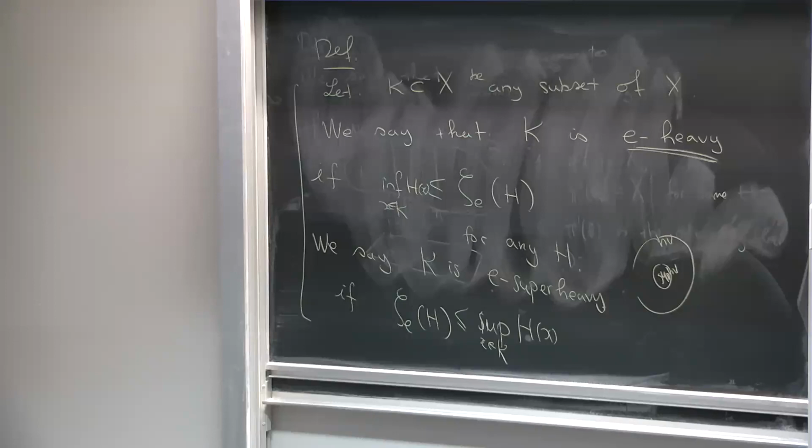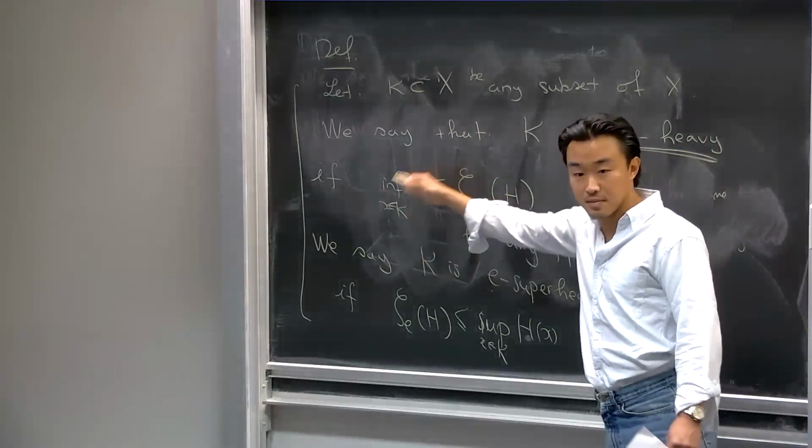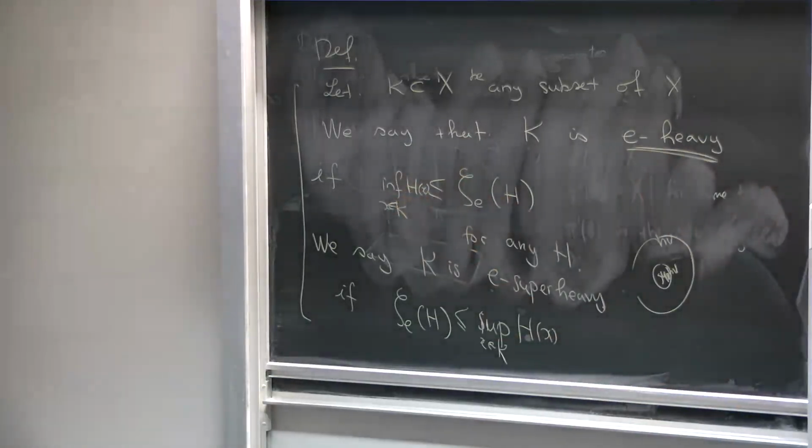And then by using the super heaviness of K2, this value has to be bounded from above by the value H takes on this set, which is 0. So it's 0 by looking at K2. But then K1 is also heavy, so it has to be bounded from below by the value it takes on K1, so this is 100. So this is a contradiction. So two disjoint subsets cannot be super heavy with respect to the same class. Okay.